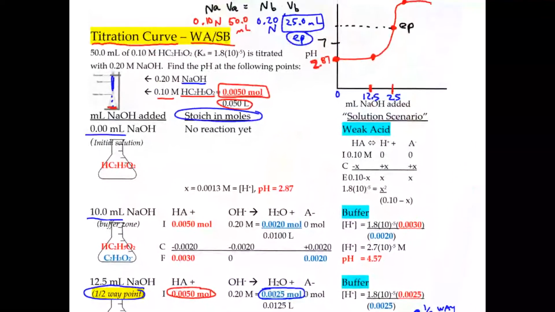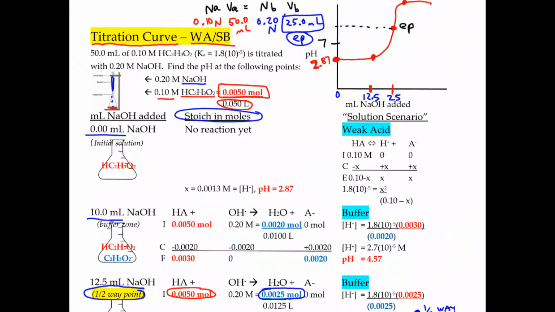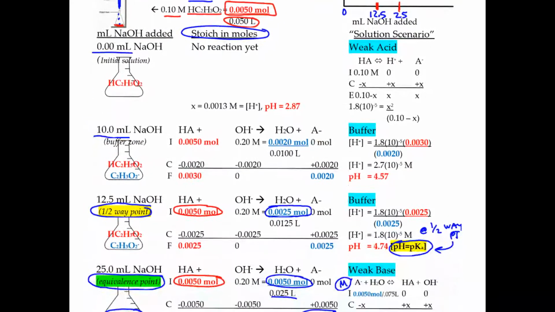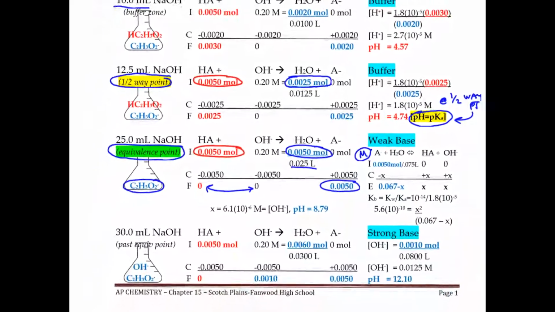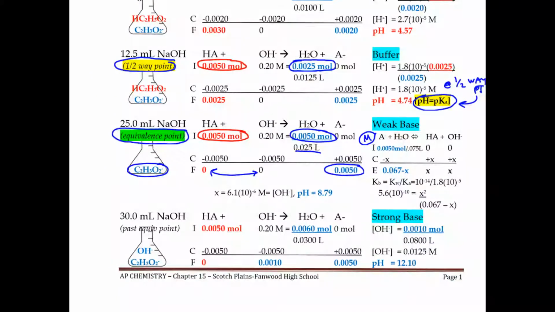So let's fill in these pHs over here. The pH at the halfway point was 4.74. This was 8.79, which again is slightly basic because of the presence of the acetate, which is the conjugate base of the acetic acid. So this is basic because there is a weak conjugate base at the equivalence point.